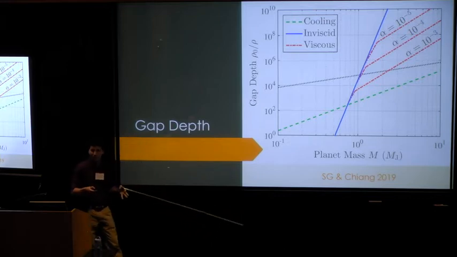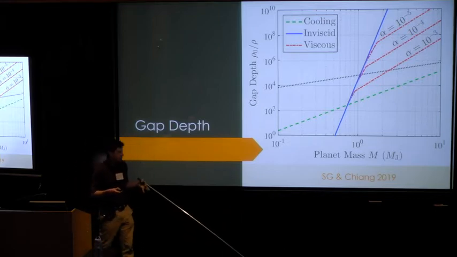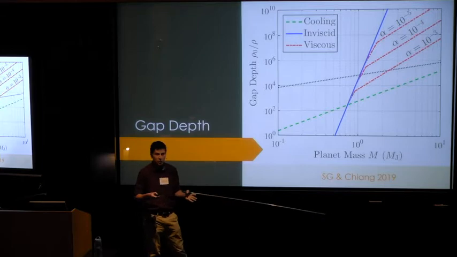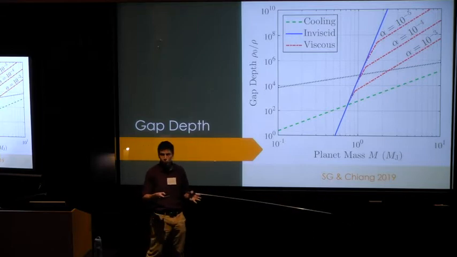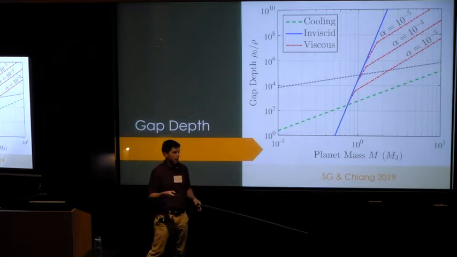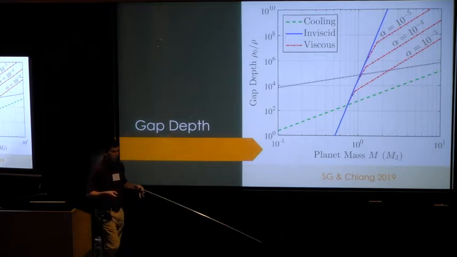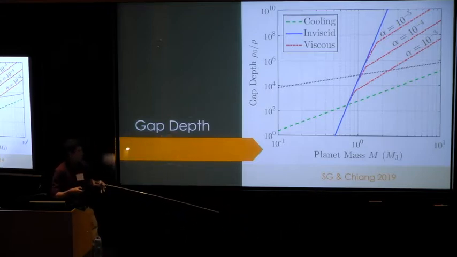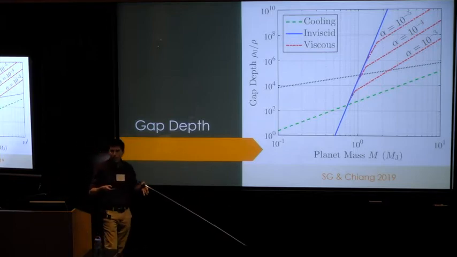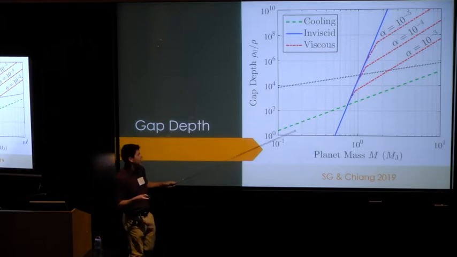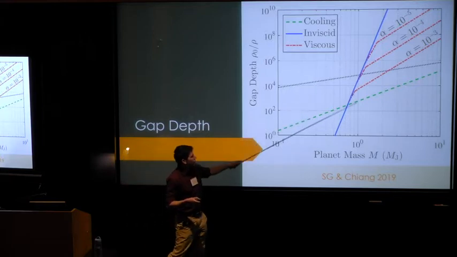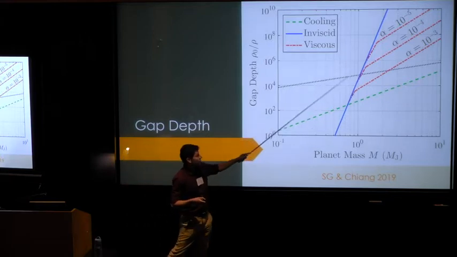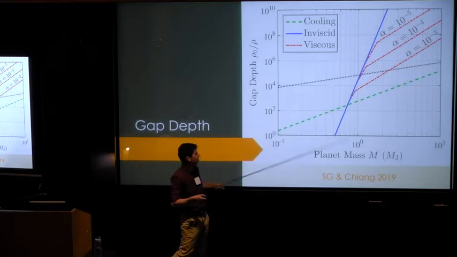Now these are very deep gaps, and this result is independent of any specifics of any gap opening theory. It's simply comparing the Bondi accretion rate to the disk's lifetime. So I hope that I convinced you that we do have a one-dimensional, even analytical theory that does reproduce gaps this deep at more or less the right masses. This is overlaid here by these colorful lines, which cross this line at some point around a Jupiter mass.